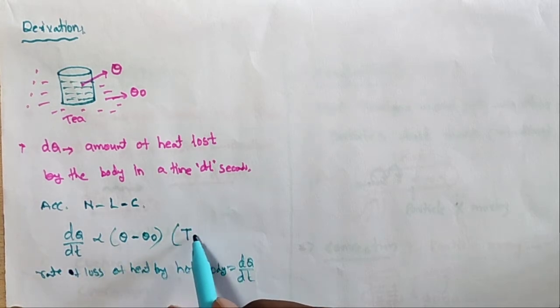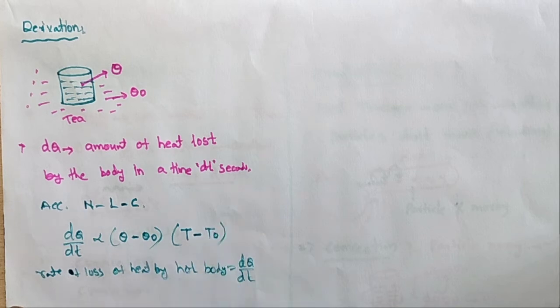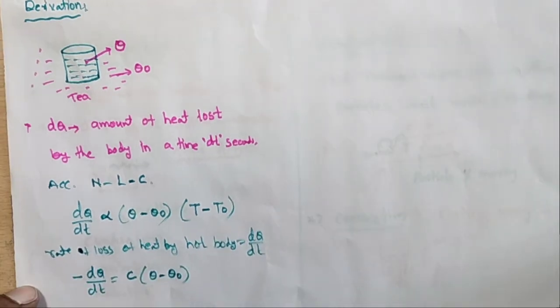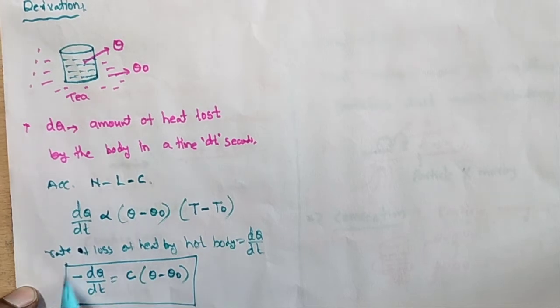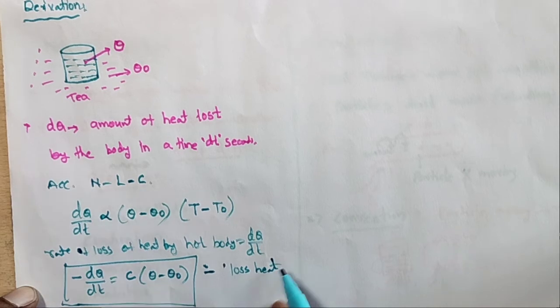Sometimes the textbook has capital T minus theta naught, absolute temperatures. So minus dq by dt is equal to a constant c times theta minus theta naught. This is the equation. What does the minus sign indicate? The negative sign indicates loss of heat, just a loss, not a gain. Heat loss with respect to time: as time increases, the heat decreases. C is the proportionality constant.